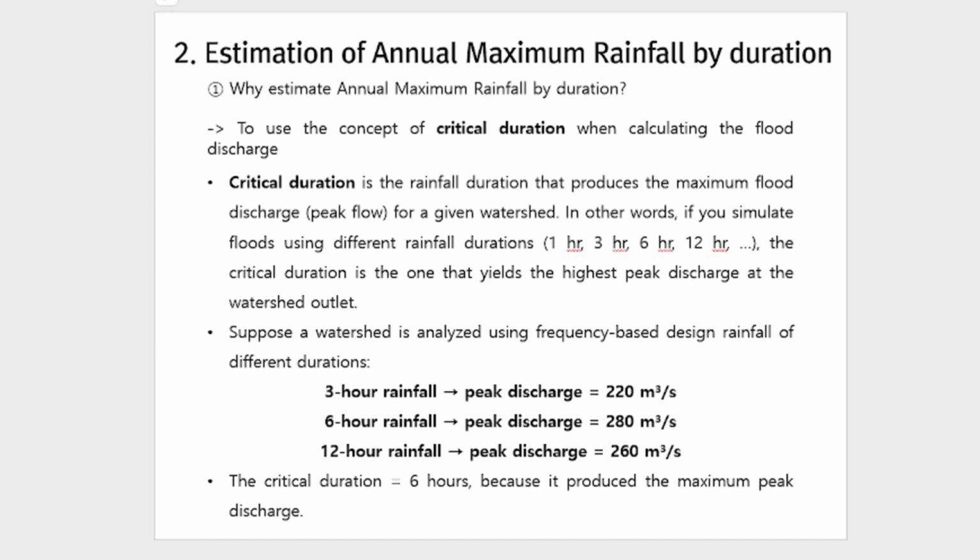In other words, if you simulate floods using different rainfall durations, 1 hour, 3 hours, 6 hours, 12 hours, and so on, the critical duration is the one that yields the highest peak discharge at the watershed outlet.